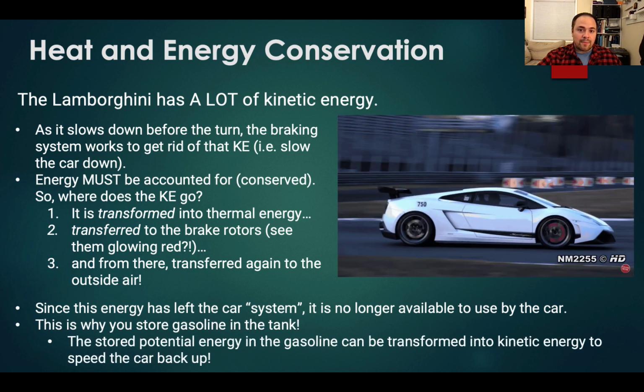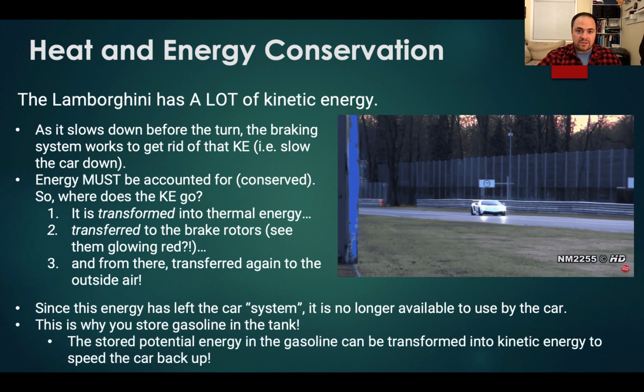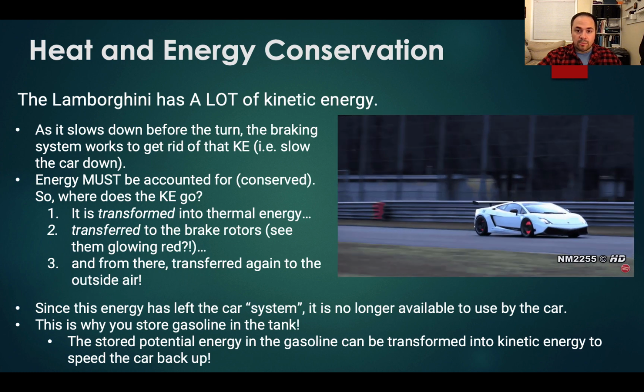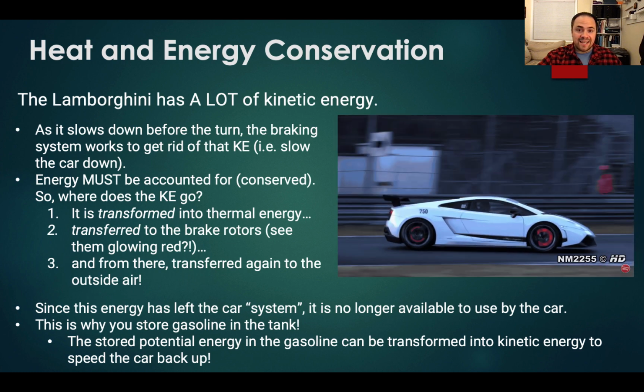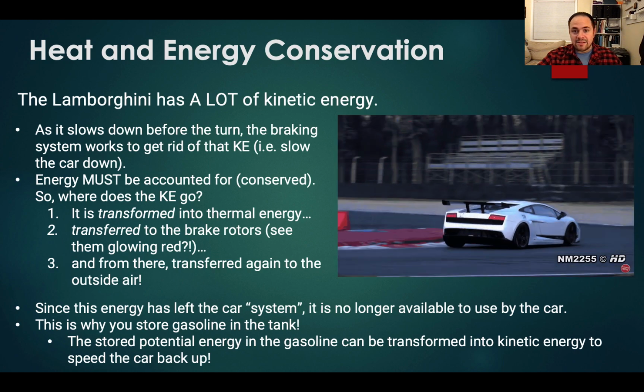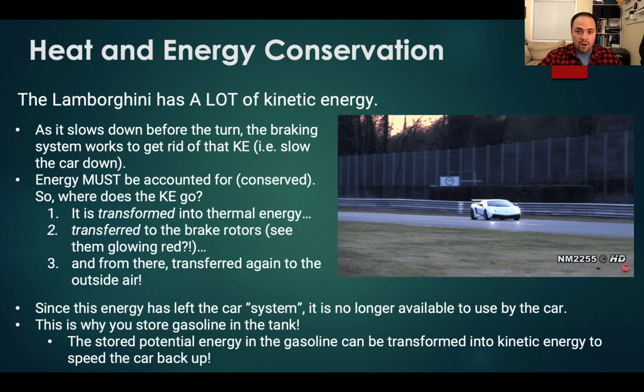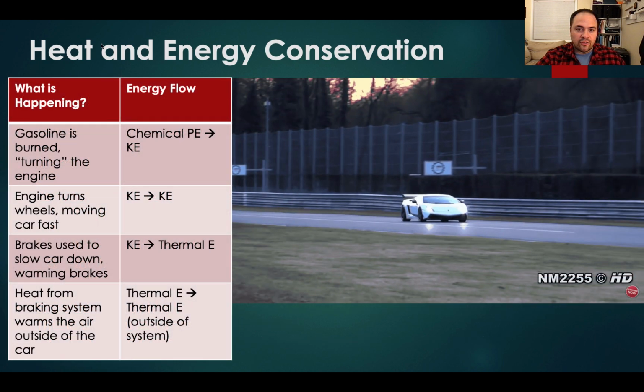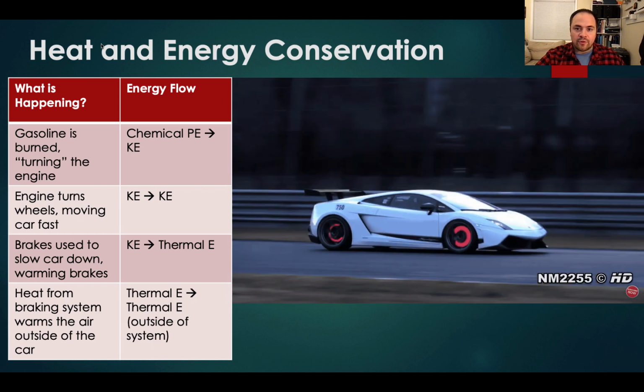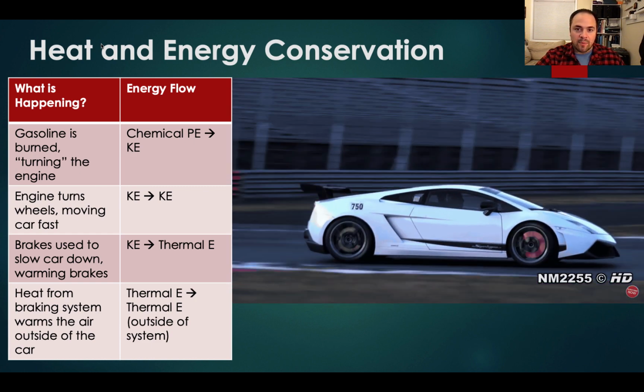Gasoline stores chemical potential energy in its bonds. And so when you burn gasoline, you're releasing that energy. It becomes kinetic energy, which can then be transferred to the car to speed it back up. Here's a simplified explanation of all of those transfers and transformations if you want to pause the video and take a closer look.